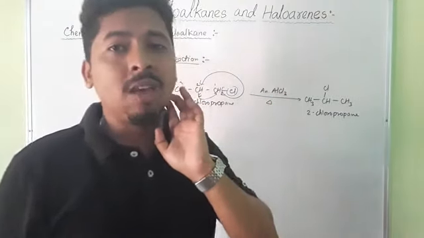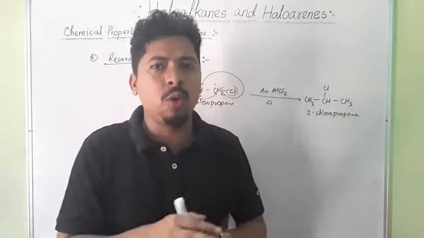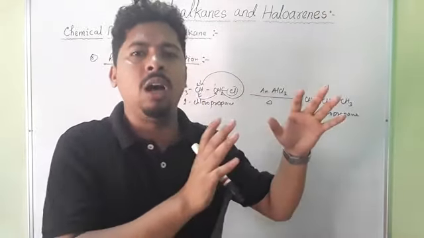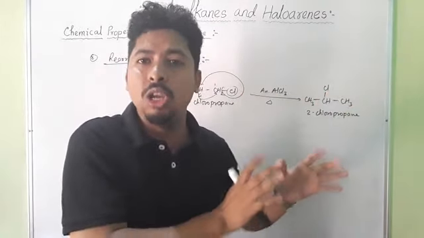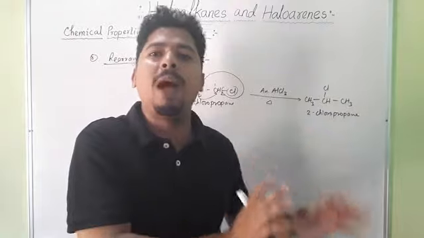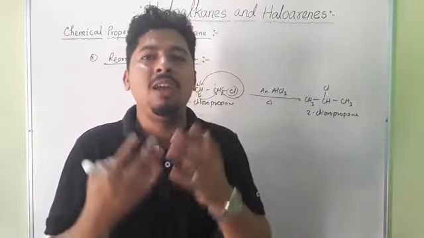So for today's class, up to this. In these chemical properties, we are left with two reactions: one is the elimination reaction, and the other is the substitution reaction, that is, SN1 and SN2, unimolecular nucleophilic substitution reaction and bimolecular nucleophilic substitution reaction. So these two topics we will discuss in our next class.